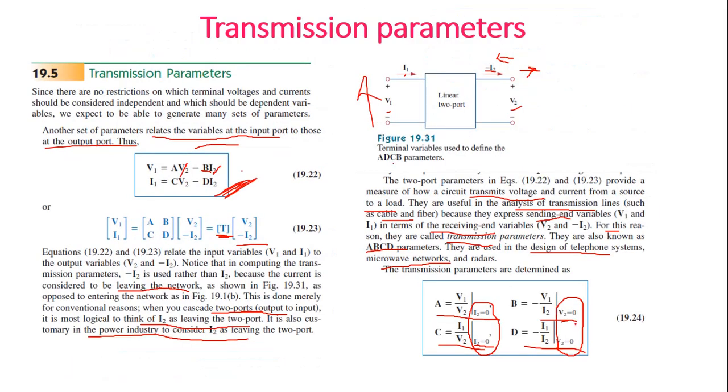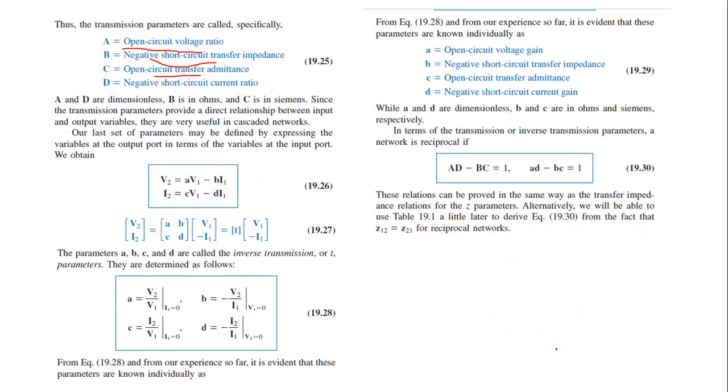And D is minus I1 by I2. So what is I1 by I2? Current ratio. And it is reverse again because it is I1 by I2, so reverse current gain, it is negative. So negative, and voltage V2 is equal to 0. So negative short circuit current ratio, right?